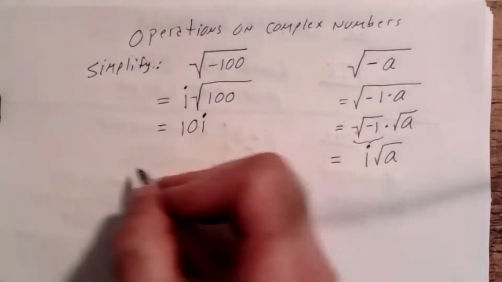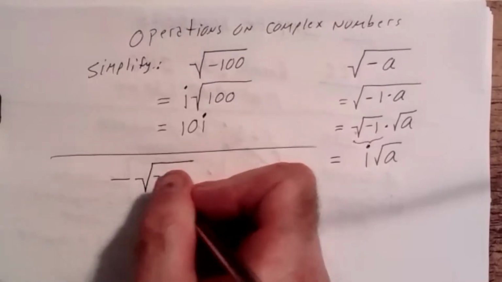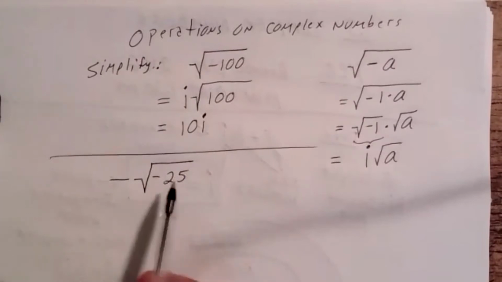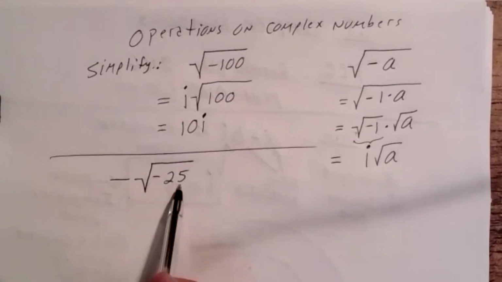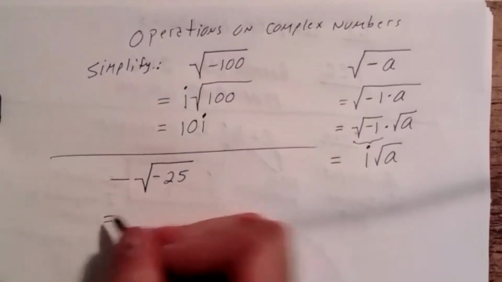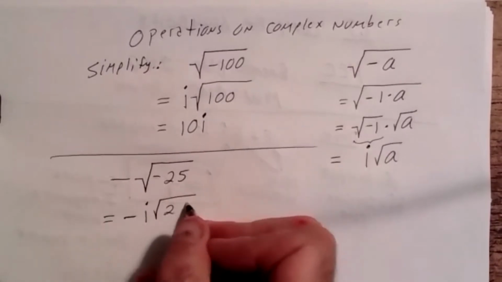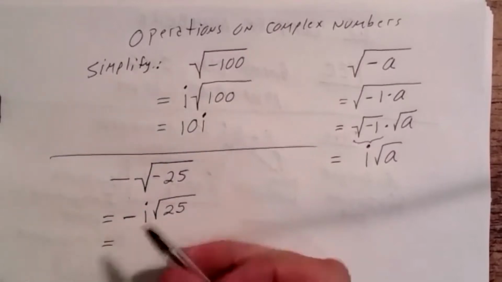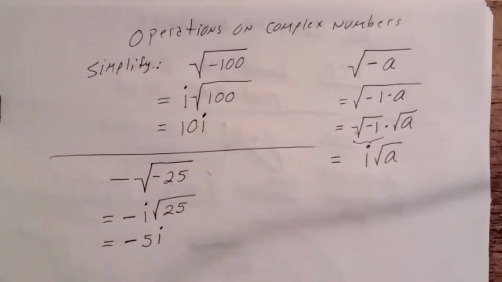Let's try another one. Let's try to simplify this expression here: the negative of the square root of -25. So it's like the opposite of the square root of -25. Because we have a negative outside, we don't care about that, but because we have a negative underneath our square root, I can bring out i. So this is really going to be equal to -i times the square root of +25. Now, what's the square root of 25? 5. So this simplifies to -5i. You see that there? That's what that simplifies to, -5i.